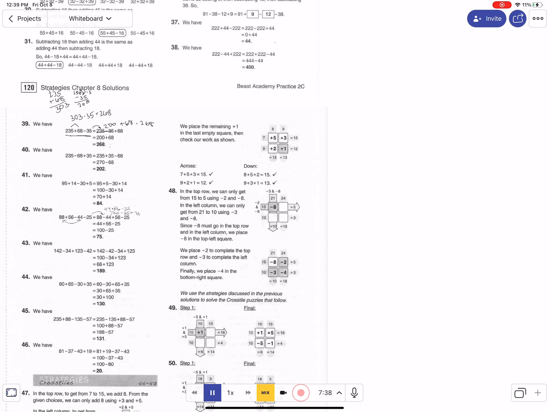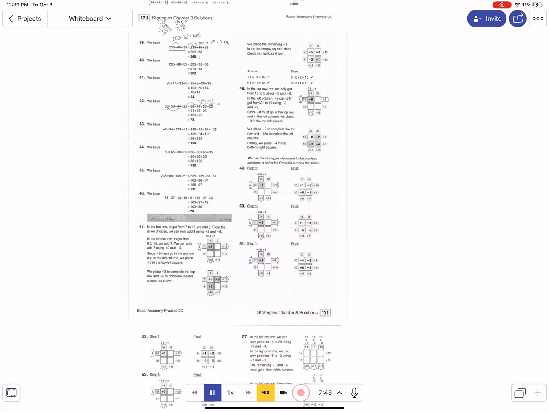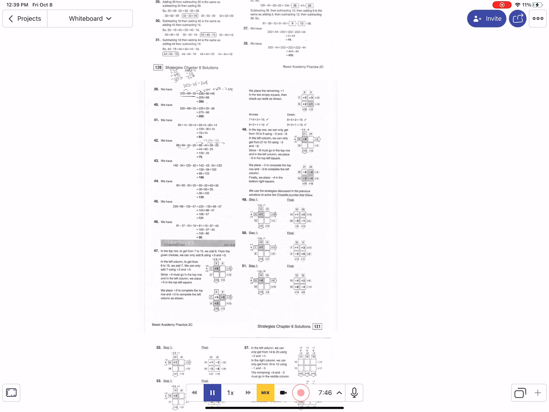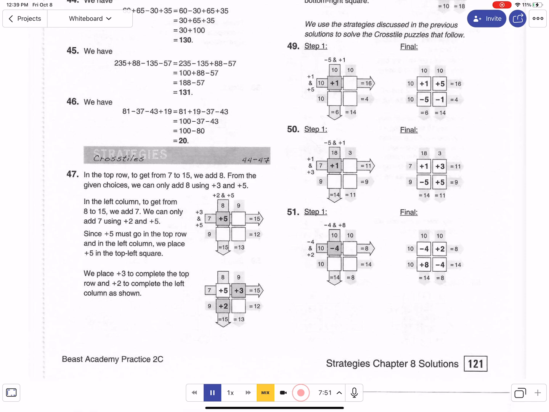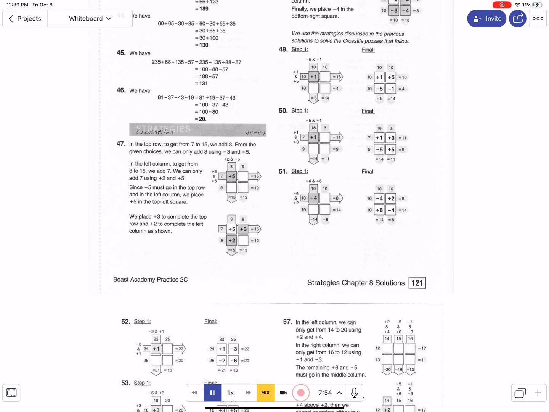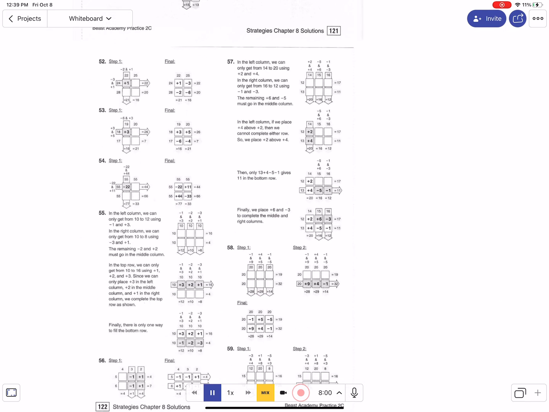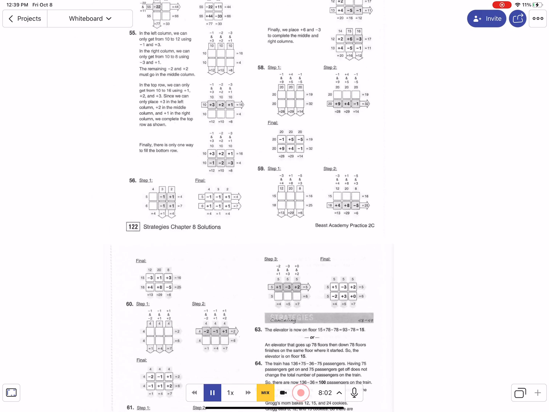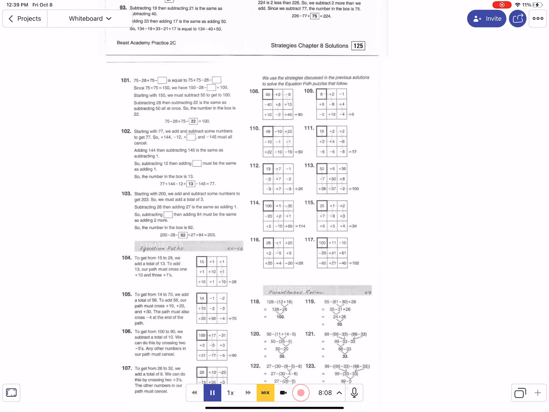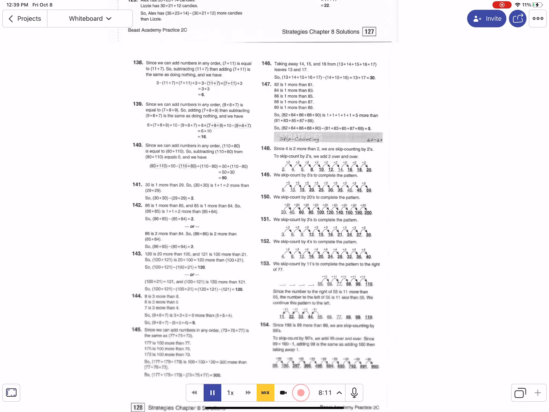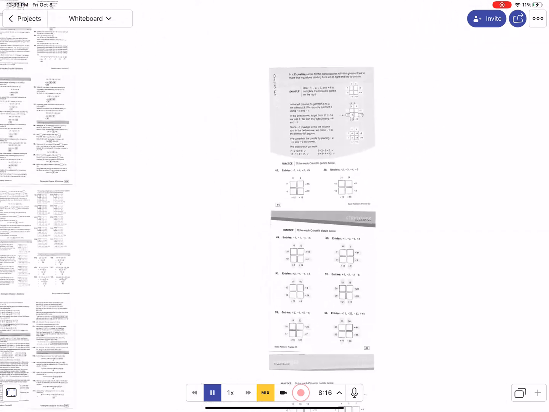So now we're going to go over cross tiles. Cross tiles are another strategy. Let's look at these examples. We can skip over these for a little bit. These are just explaining the steps that it takes to do cross tiles. So let's get to some real practice. So here's our cross tile practice.